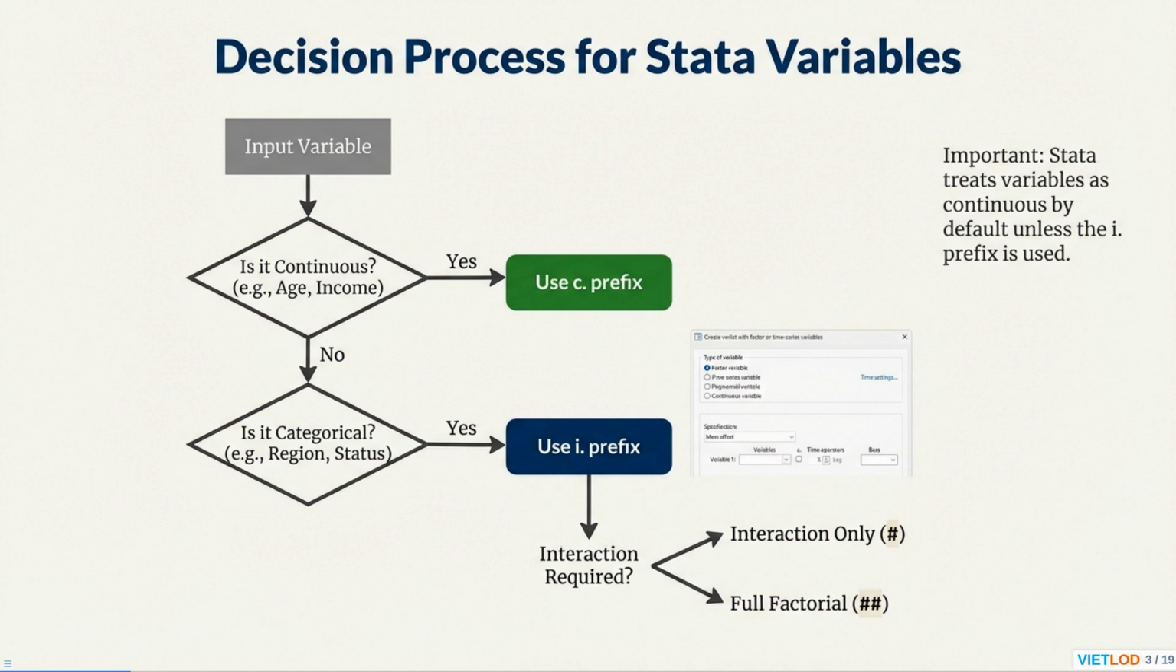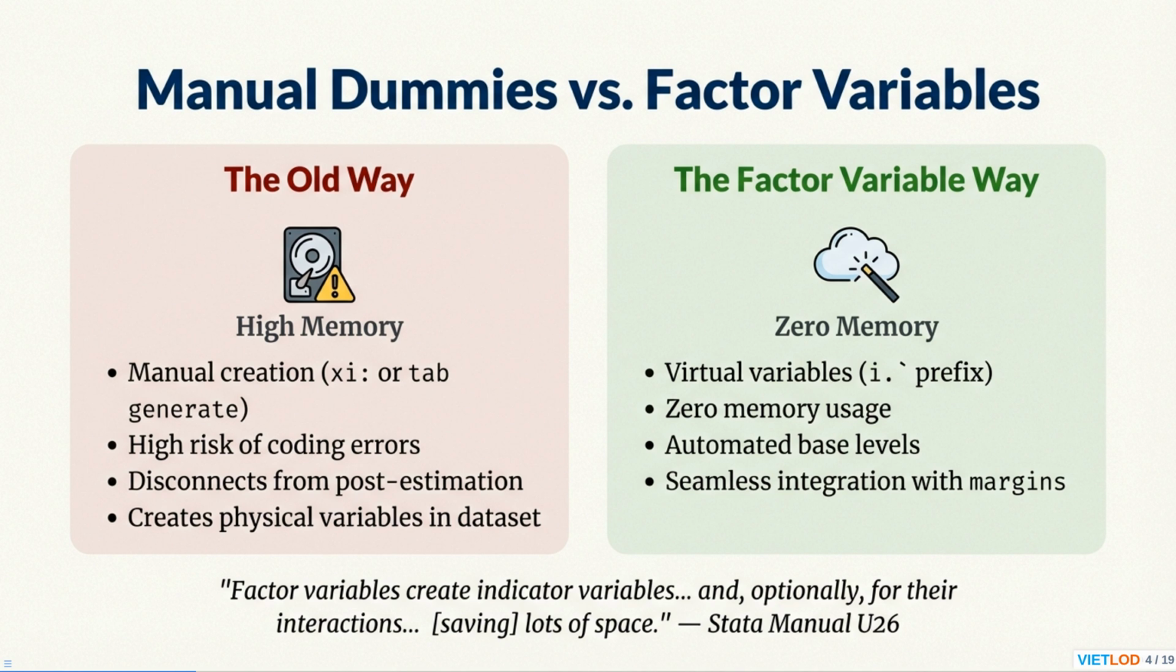Once a categorical variable is identified, determine if an interaction is needed. Stata offers two specific operators, a single hash for interaction only, which creates the cross product, and a double hash for a full factorial model, which includes both the main effects and their interaction. Using these prefixes correctly ensures Stata interprets your data exactly as your research design intends.